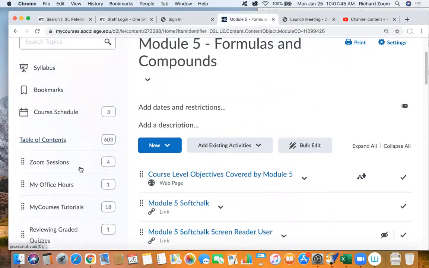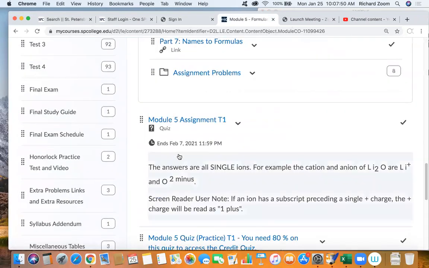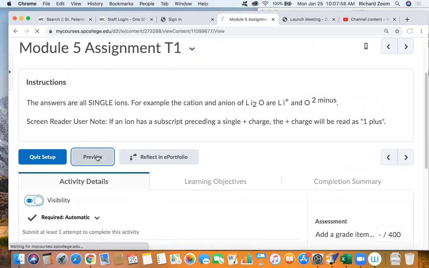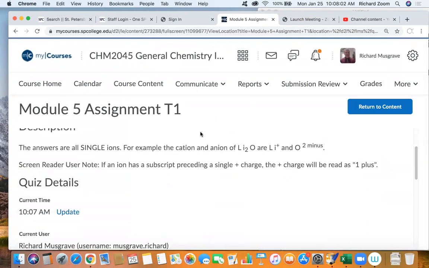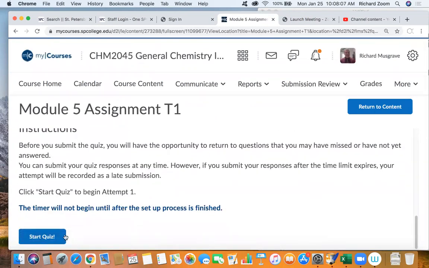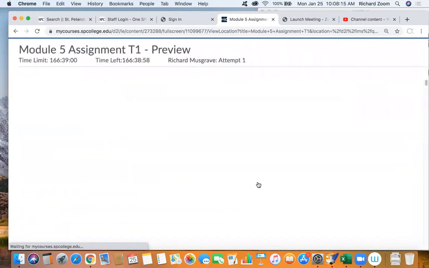Now let's take a look at the Module 5 assignment. This is a bit time consuming because there's a lot of questions on it, but once you get the hang of it, you can get it done pretty quick. If it's taking you a long time, it means you don't really understand what you're doing. That's the problem.